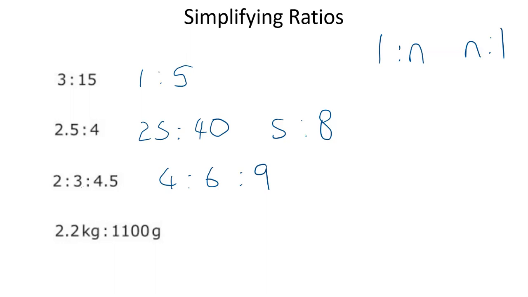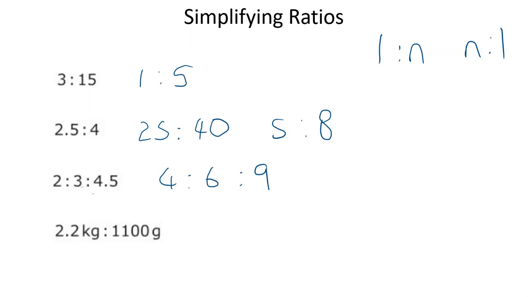Now when we look at this, there's nothing that goes into all of these. Obviously 2 goes into these, I just doubled them, but not into this one because it came from a decimal. And although 3 goes into both of these, it doesn't go into this. In order to cancel it down, there'd have to be a number that goes into all of them.